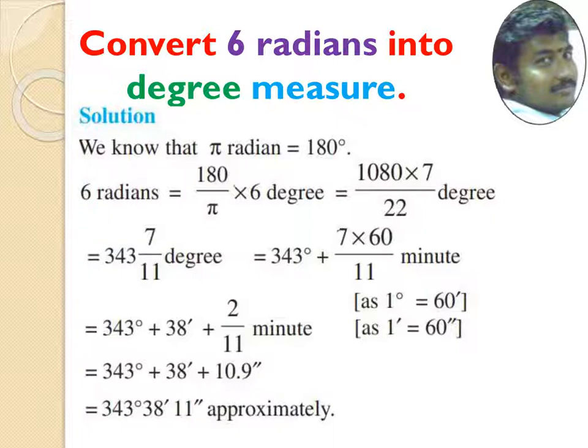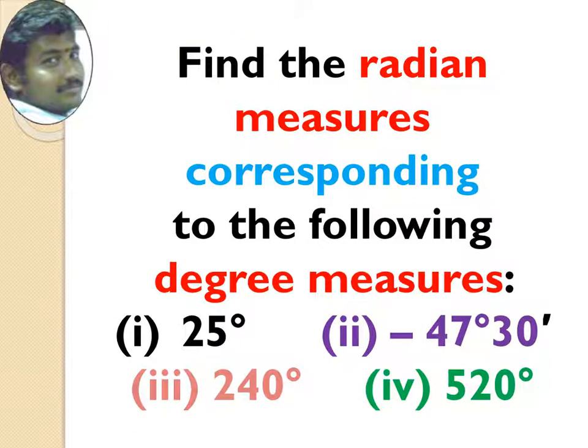In the same way, here radian to degree measure. Pi radian equal to 180 degree, for 6 radians, 180 by pi into 6 degree. The value of pi we can write as 22 by 7. By replacing, we get the answer 343 7 by 11 degree. When you simplify, you can get the required answer.